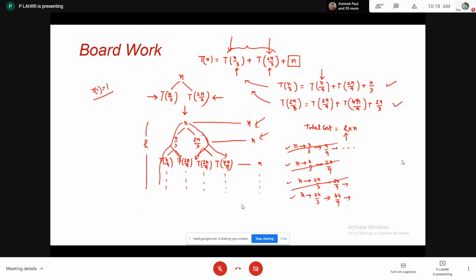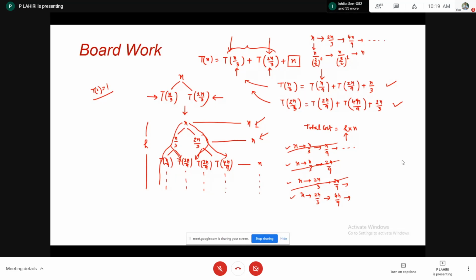Okay. Is it clear? Now there is a trick. Ultimately you have to calculate each. So let me write this one. n, then you have taken 2n by 3, then you have taken 4n by 9. In this way you have to move on. Can I rearrange it as n by (3/2) to the power 0? This one, n by (3/2) to the power 1. This 0 is nothing but the level number.